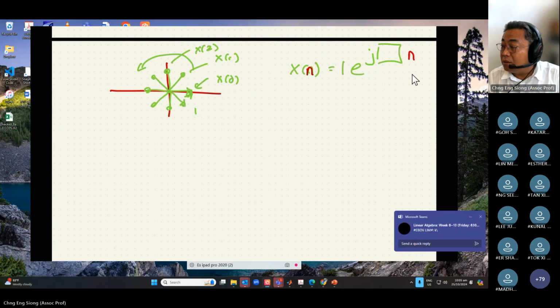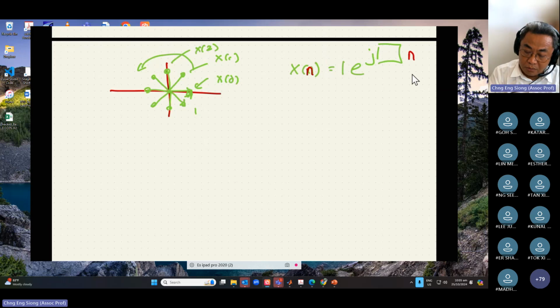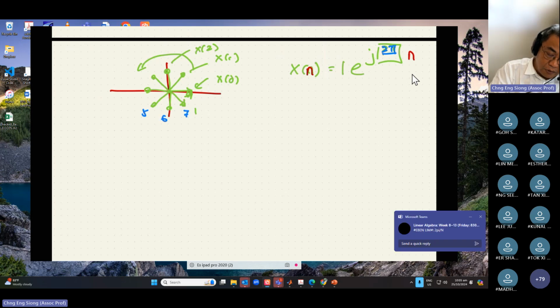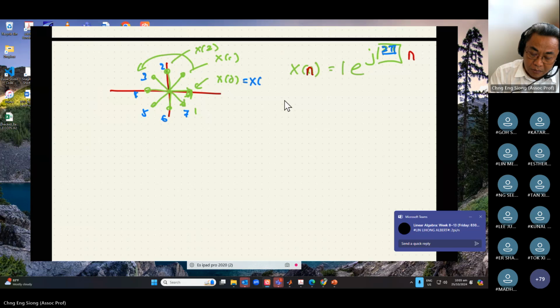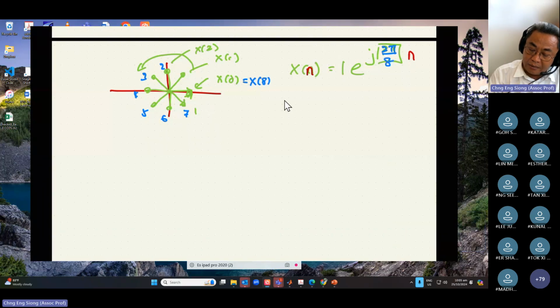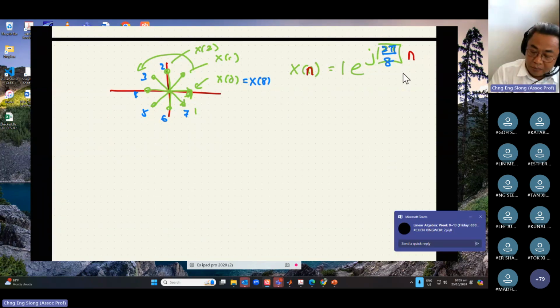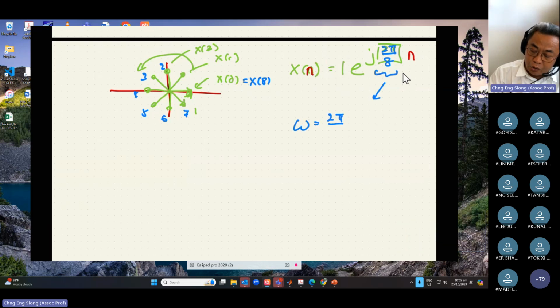2 pi. No. It is 2 pi over what? 2 pi over how many? 0, 1, 2, 3, 4, 5, 6, 7, right? At the 8th sample, what do I get? I get back x0. So this is 2 pi over 8. Why? What's this guy? He is my frequency. He says that I will travel pi over 4 radian.